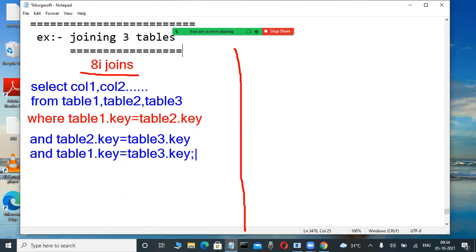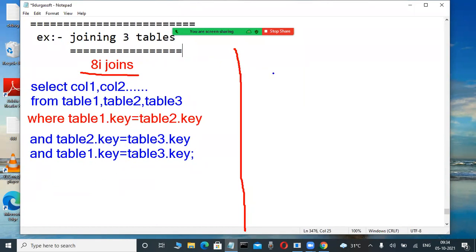Whenever we are using 8i joins like this, some fellows are telling that in a real-time project, they give me common column: table 1 dot common column is equal to table 2 dot common column, and table 2 dot common column is equal to table 3 dot common column, and table 1 dot common column is equal to table 3 dot common column, like this only. But that is not good. Actually, key column. Now, this is very easy. Anything we write, it is working here.